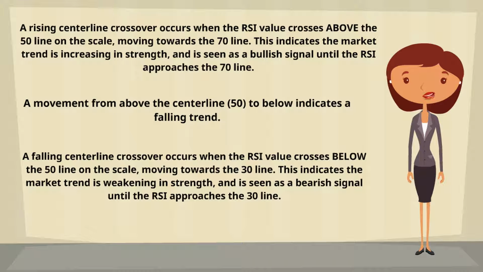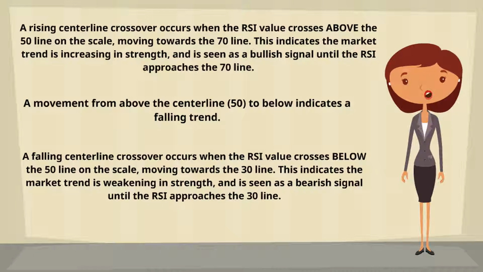A movement from above the centerline, 50, to below indicates a falling trend. A falling centerline crossover occurs when the RSI value crosses below the 50 line on the scale, moving towards the 30 line. This indicates the market trend is weakening in strength, and is seen as a bearish signal until the RSI approaches the 30 line.